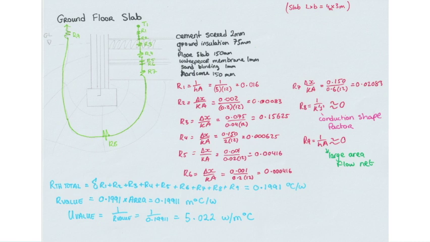I have a solution written out here of how to obtain a resistance value for the ground floor slab. You can see here in black I have marked the thickness of each material.